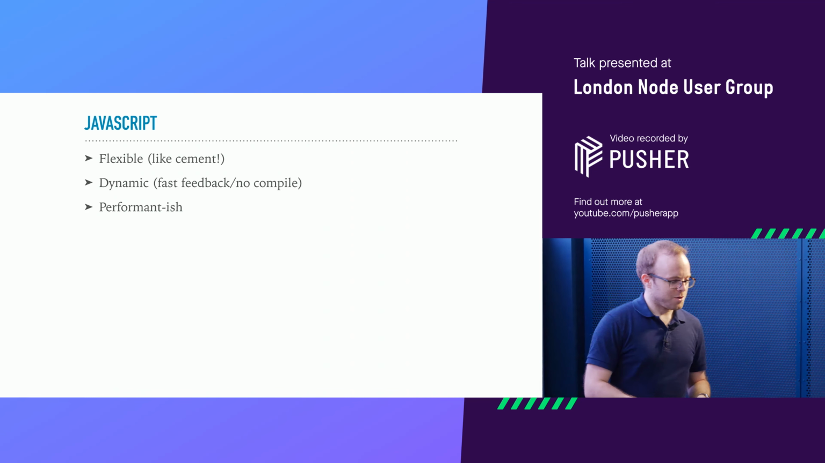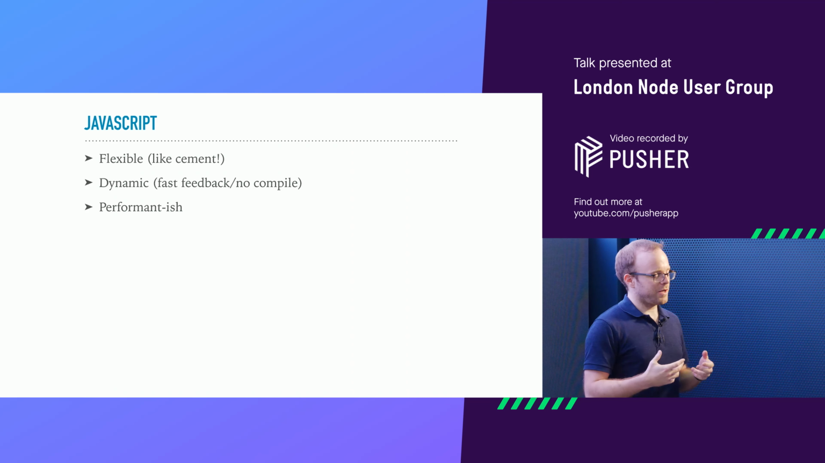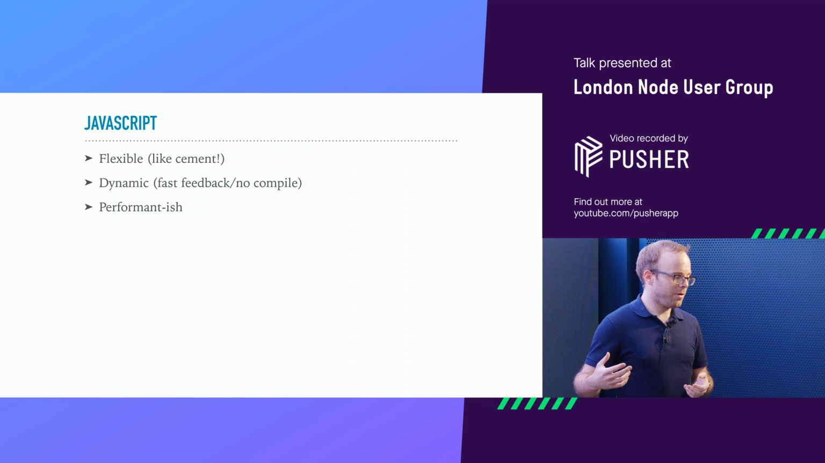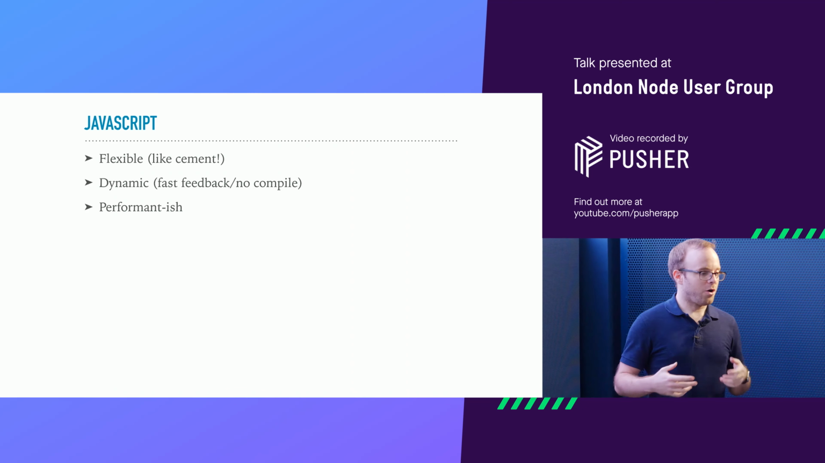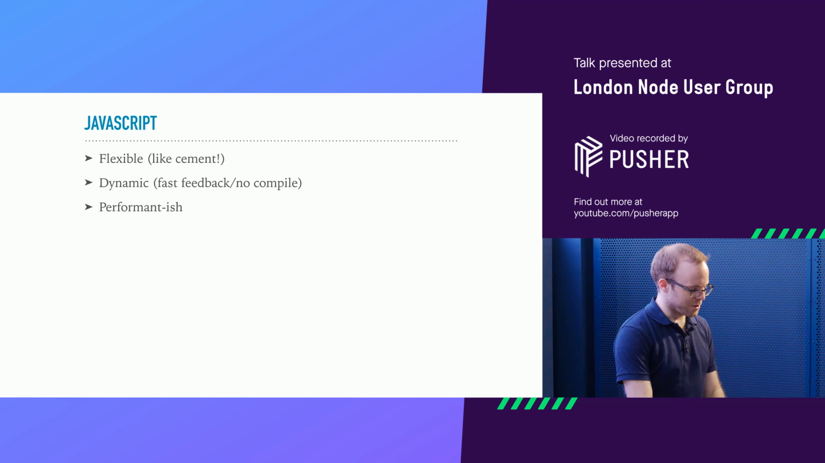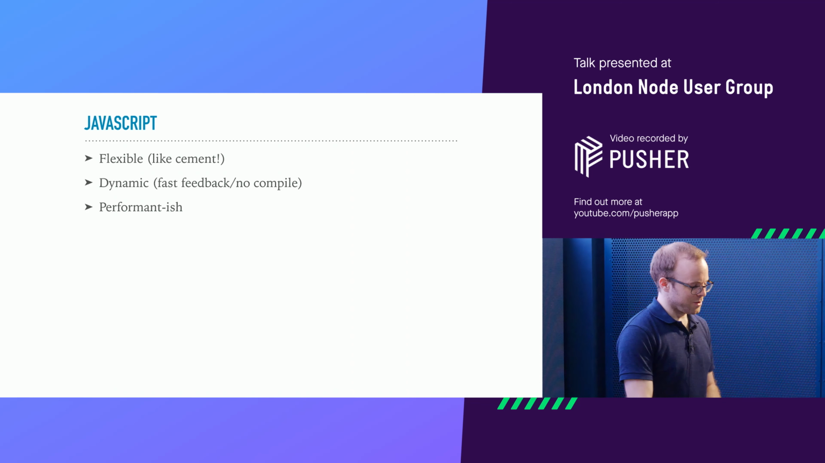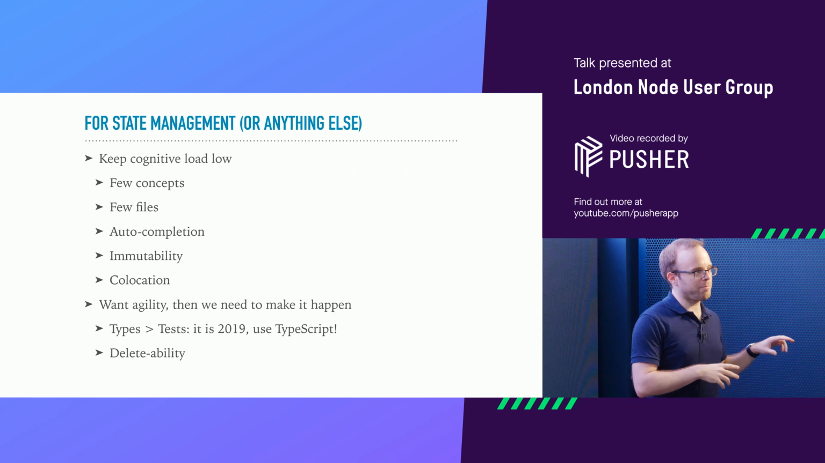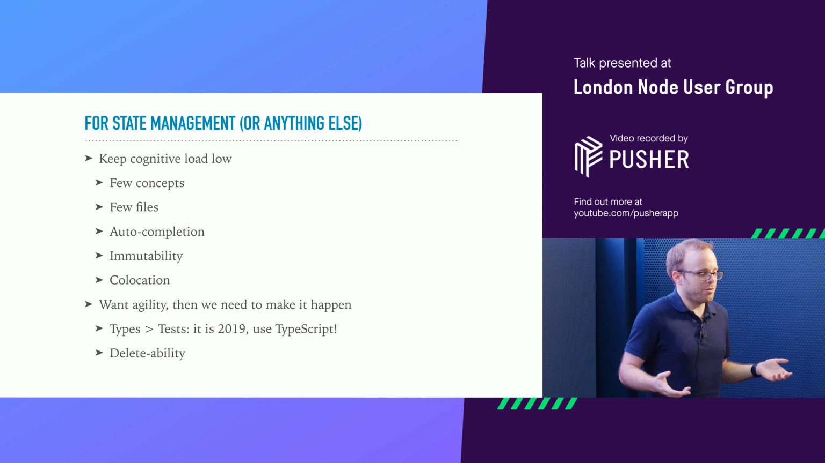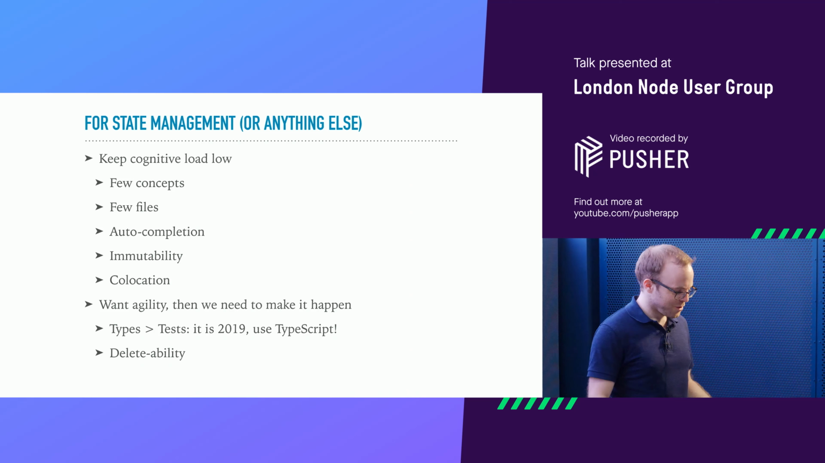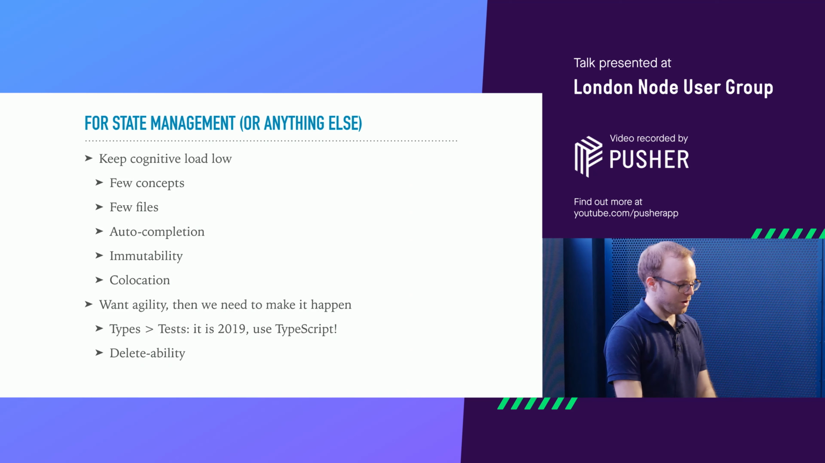It's also really awesome because it's really dynamic. You get very fast feedback. You don't have to wait for a thing to compile. You can get hot reloading and that kind of stuff, depending on the context you're working in. And it's also performant. So those are the two ideas that I think are worth bearing in mind for state management, but actually for pretty much all software development, certainly in JavaScript.